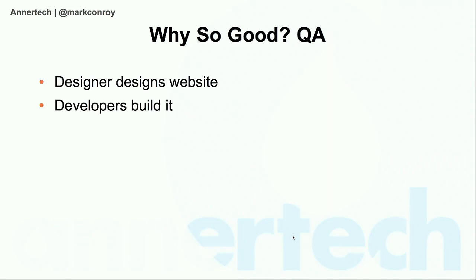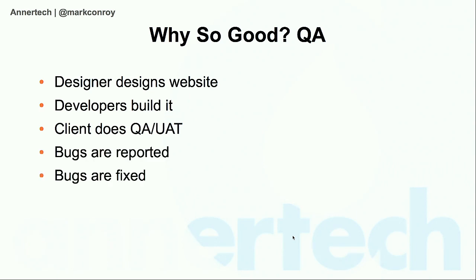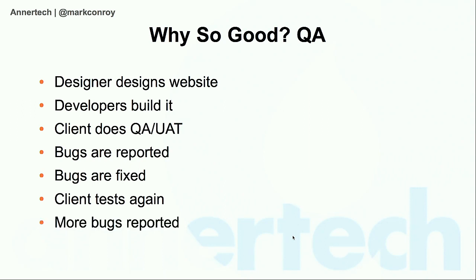So the designer designs the website, the developers build the website, it's not exactly what the client wants, or they realize there's some issues that they didn't factor in because of the designs. They do some QA, they report some bugs, the bugs get fixed. The client tests again. More bugs reported. We eventually get it fixed, and everyone's happy, and we get a sign off. And that process takes time.